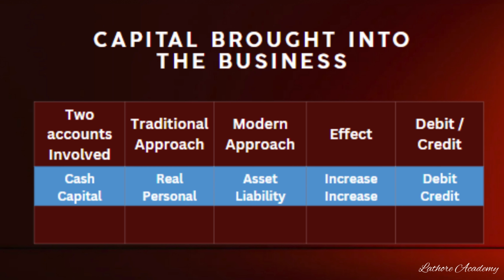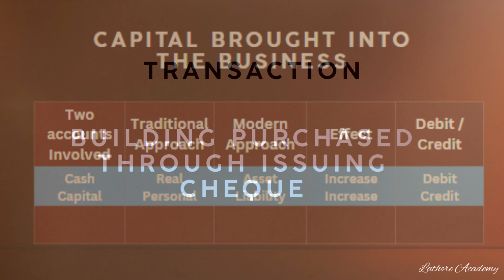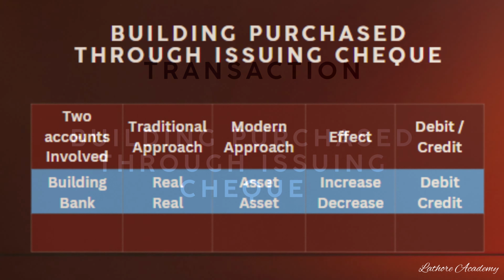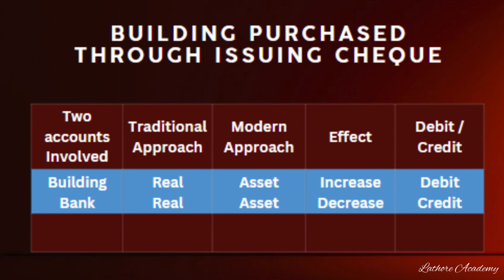The second transaction, for example, building purchased through check. For a textile dealer, building is a fixed asset. So when building is purchased through check, for business, the building is coming in and the bank account is decreasing, actually going out of the business.